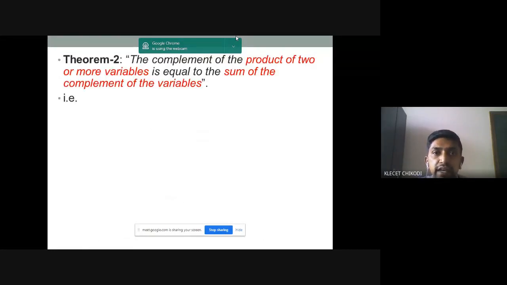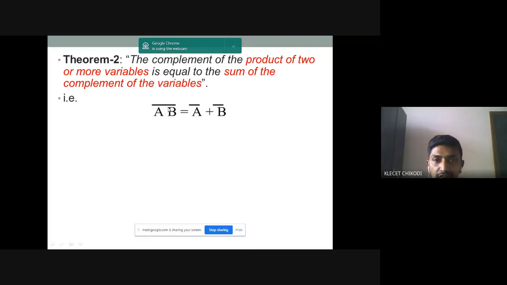So the second theorem here, the complement of the product of two or more variables is equal to the sum of the complement of the variables. So it is just the reverse of the first theorem only. That is, the complement of the product of two or more variables is equal to the sum of the complement of the two variables. You can see that.